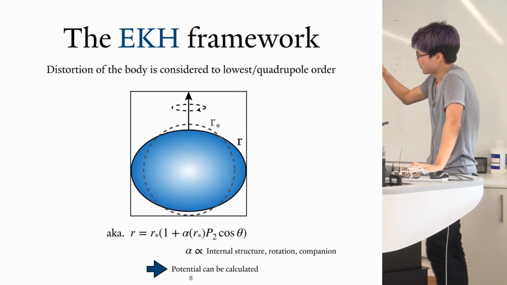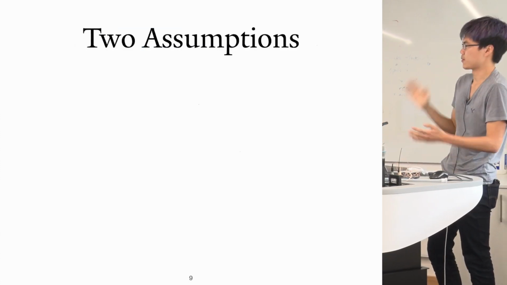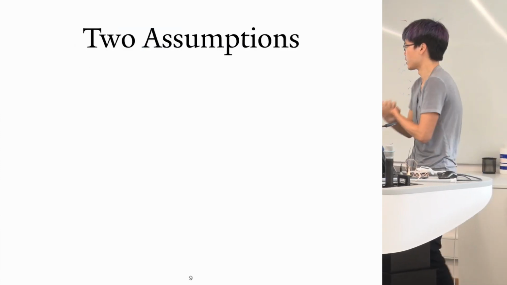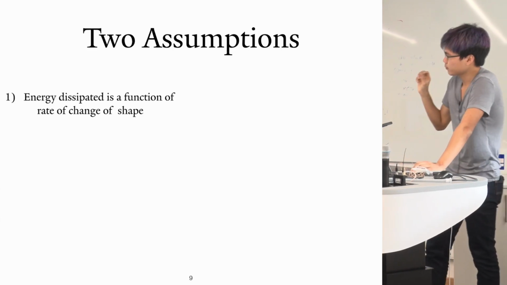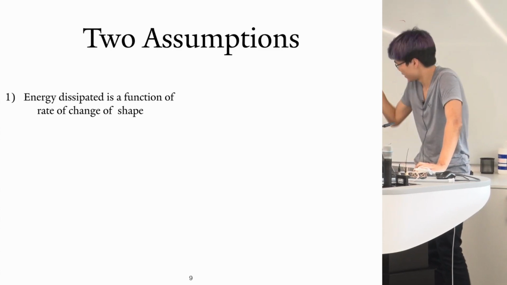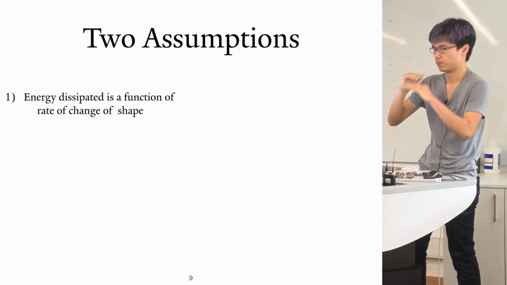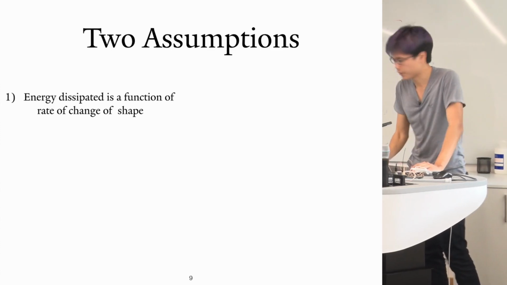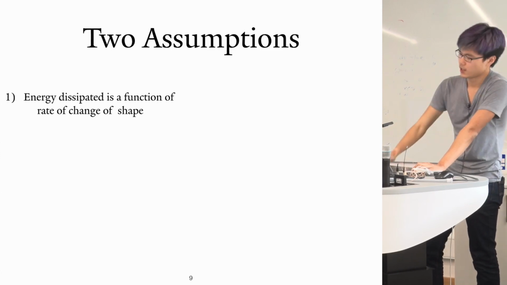from this distorted body. After this, you have to make two other assumptions to back out the equations of motion which we need. First of all, in a system without dissipation, energy is conserved. But in a system with dissipation, we assume that the energy dissipated, which is due purely to tidal dissipation, is a function of the rate of change of the body's shape.